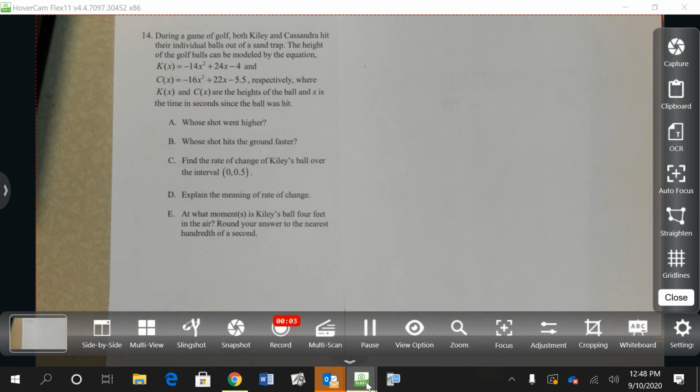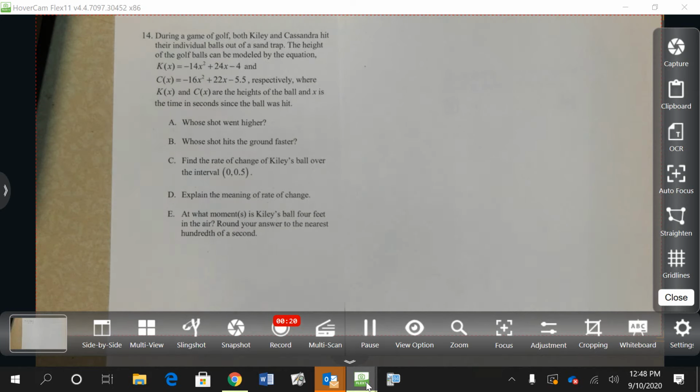During a golf game, both Kylie and Cassandra hit their initial balls out of a sand trap. The height of the golf ball can be modeled by the two equations, where K of x and C of x are the heights of the ball, and x is the time in seconds since the ball was hit.